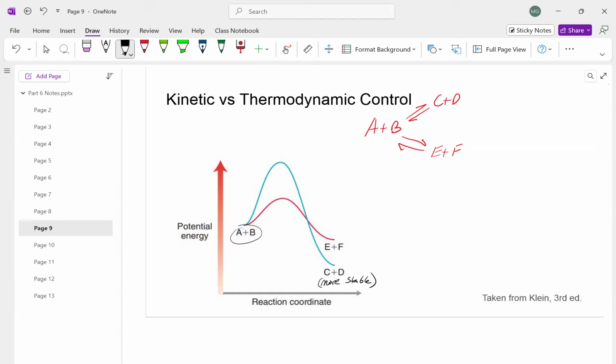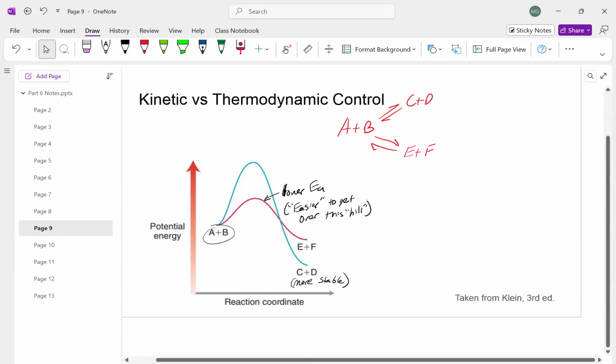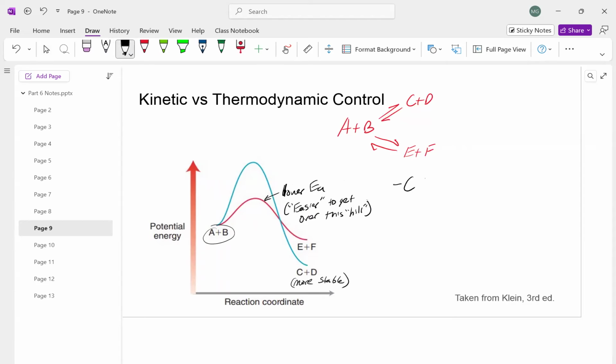Now I want you to look at the hills. Which of those two hills is easier to get over? The red pathway has the lower activation energy, meaning it's easier to get over this hill. So based on what this graph is telling you, C and D are favored thermodynamically.